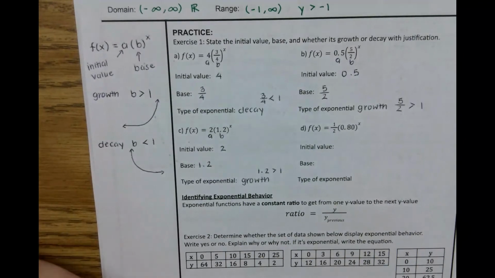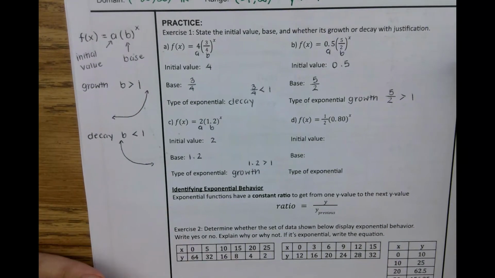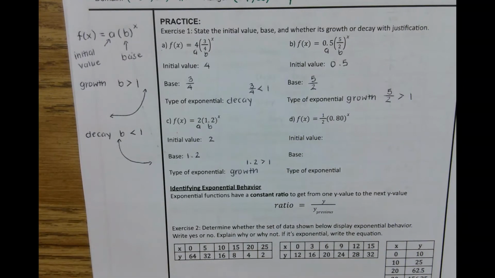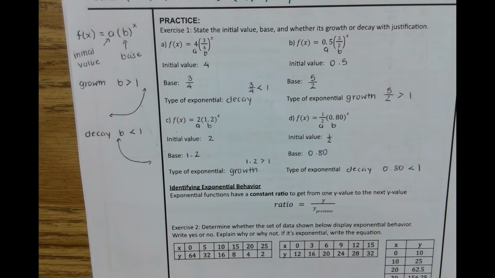And then last one here, can you try it on your own? Find the initial value, base, and type of exponential, and then come check your answer. This is what you should have gotten. Your initial value is 1/2. Your base is 0.80. This is a decay function, and the reason why is because 0.80 is less than 1.